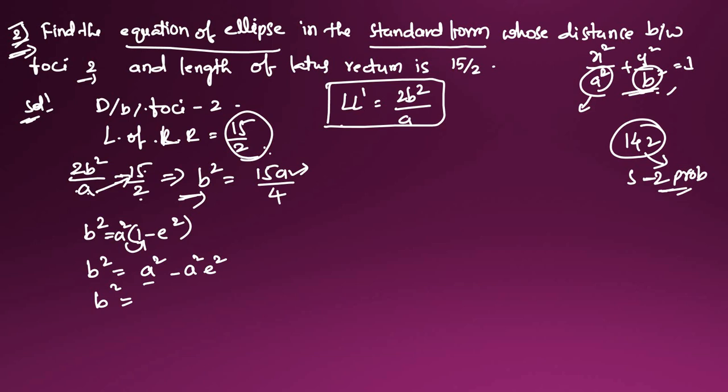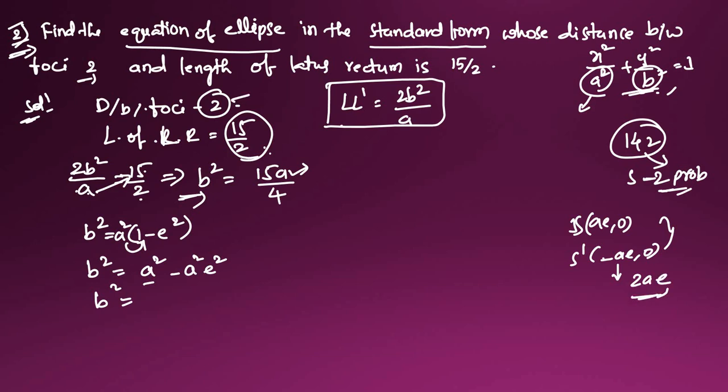So what is the length of the distance between the foci here? The distance between the foci is also given in the example, solved problem on page number 142. The foci are S is equal to ae comma 0, and S dash is equal to minus ae comma 0. So the distance between these two is 2ae.